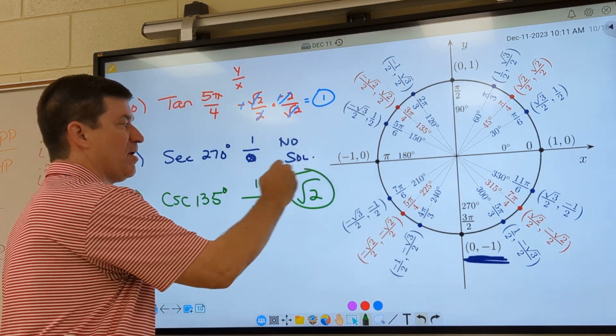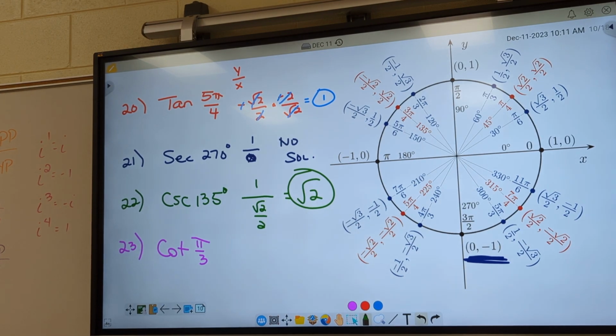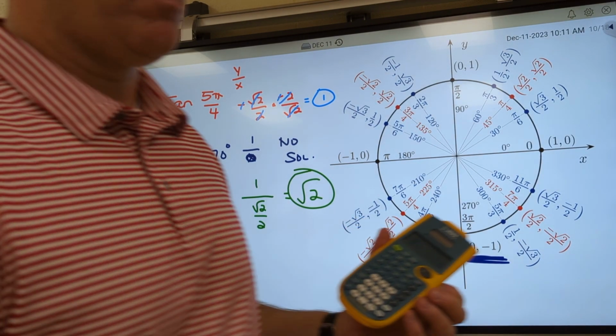Do I need to come look at anybody's? I got root 2 over 4. Let me see your calculator.